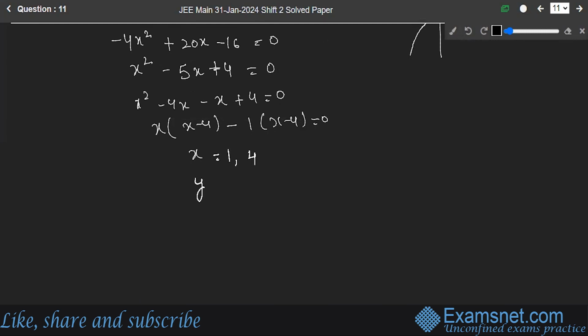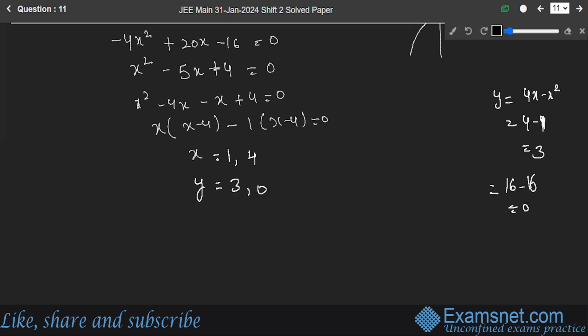So for x is equal to 1, the value of y will be given by y is equal to 4x minus x square. So when x is equal to 1, y will be 4 minus 1, that will be 3. And for 4, this will be equal to 16 minus 16, that is equal to 0.